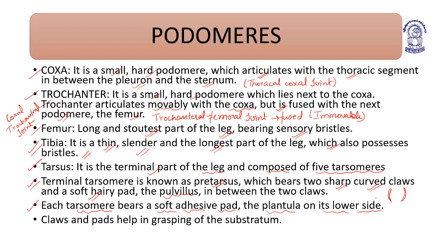It is the terminal part of the leg and composed of 5 tarsomeres. The terminal tarsomere is known as what? Pretarsus, which bears 2 sharp curved claws and a soft hairy pad, the pulvillus. This soft hairy pad is in between the 2 claws. Each tarsomere bears a soft adhesive pad, the plantula. The plantula is the soft adhesive pad and the pulvillus is the soft hairy pad.